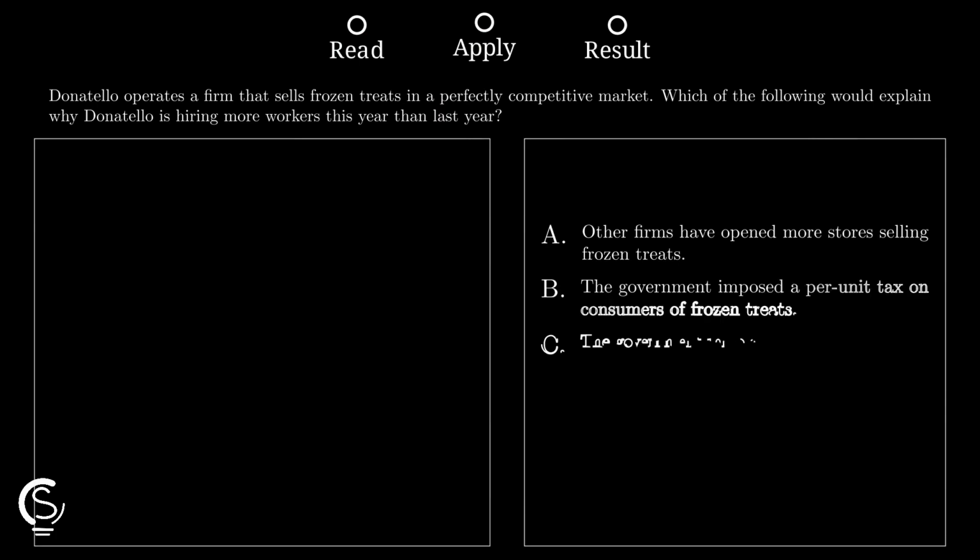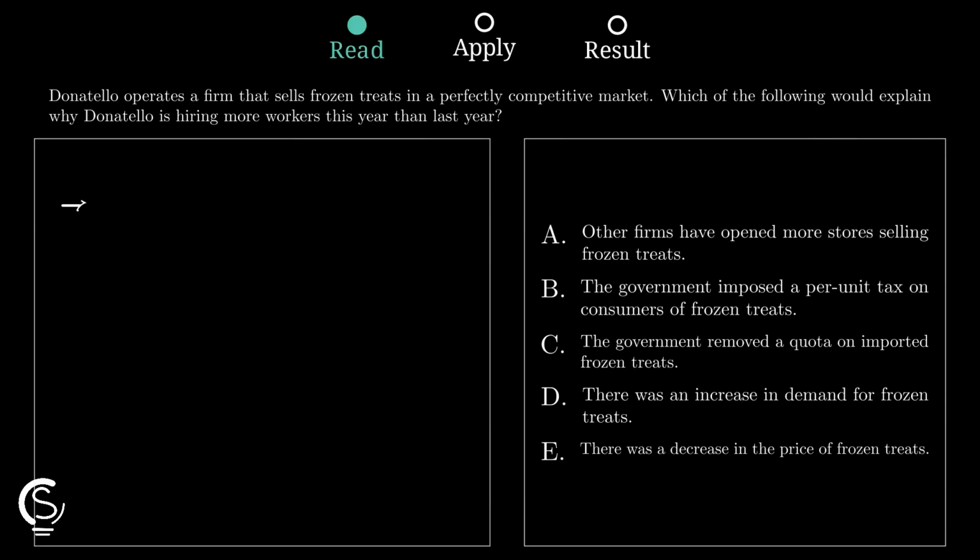In a perfectly competitive market, a firm's demand for labor is a derived demand. This means the firm hires more workers only if the value of their marginal product increases.